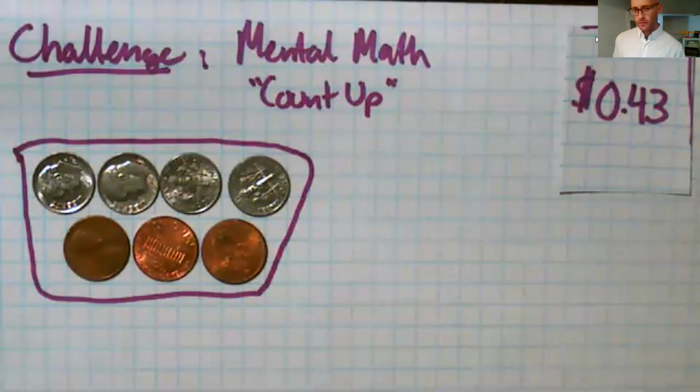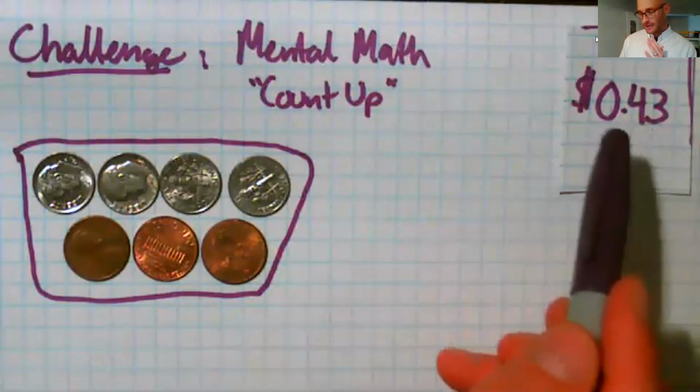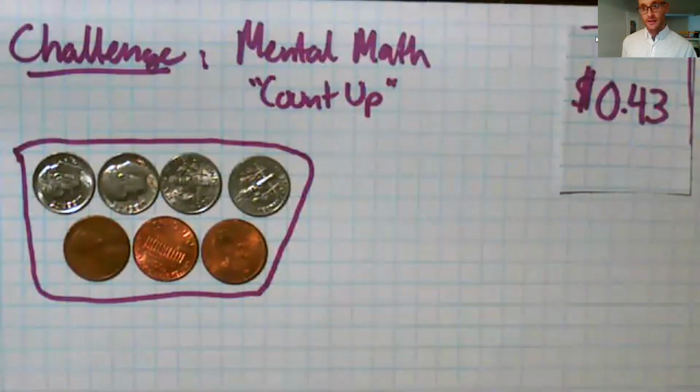So 43. First thing I'm going to do is count up to get to even 50. So let's think here. 43, 44, 45, 46, 47, 48, 49, 50. That's 7 more cents. And you might think, oh yeah, 3 and 7, that makes sense, I get that. So 7 more cents would get us to that even 50 cents.